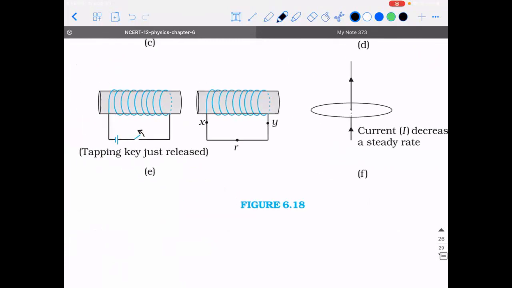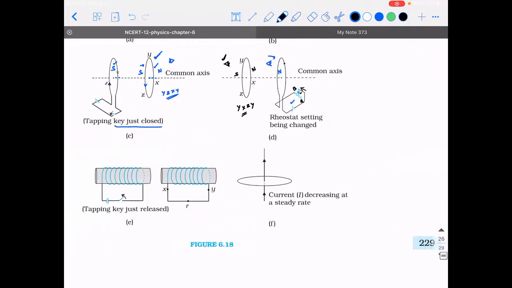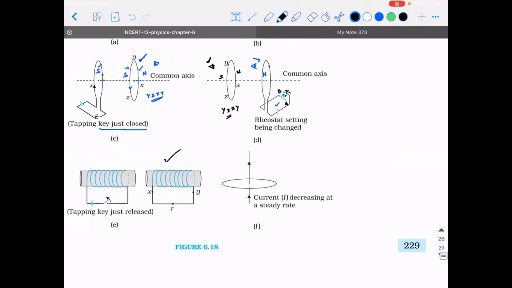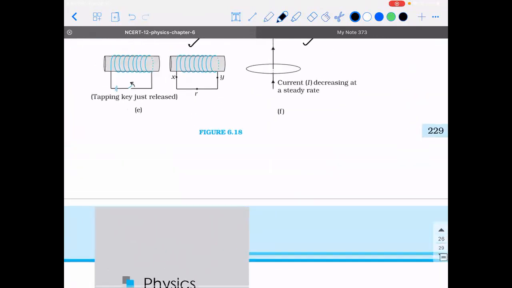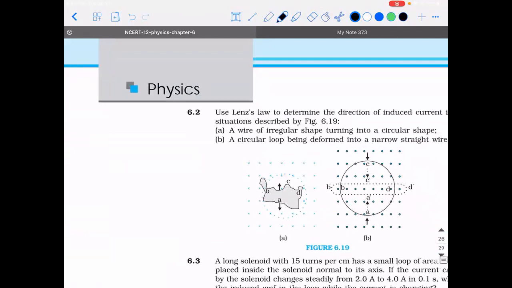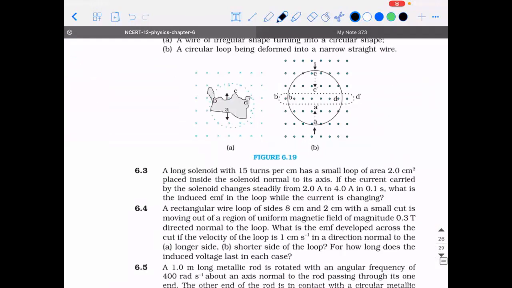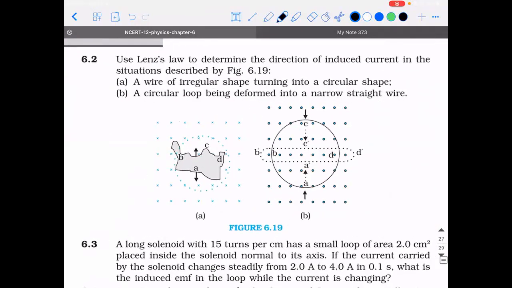Okay. Similarly, these two I'm leaving it to you to try. I want you to tell tomorrow. We are going to do the next problem. E and F you guys are going to do. We will do the next problem. So use Lenz's law to determine the direction of induced current in the situation described by figure 6.19. So wire of irregular shape turning into a circular shape.